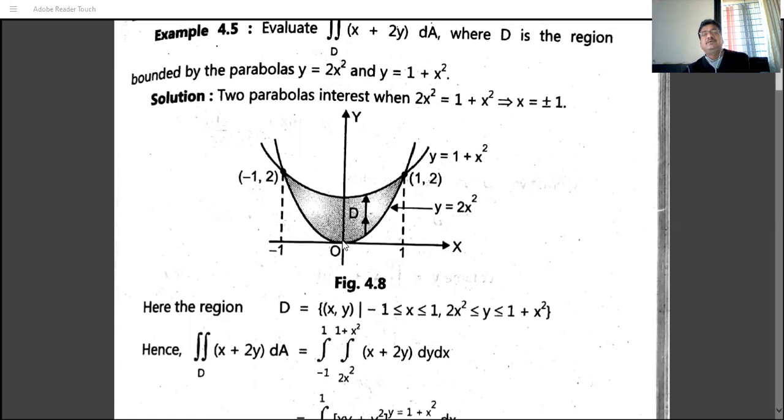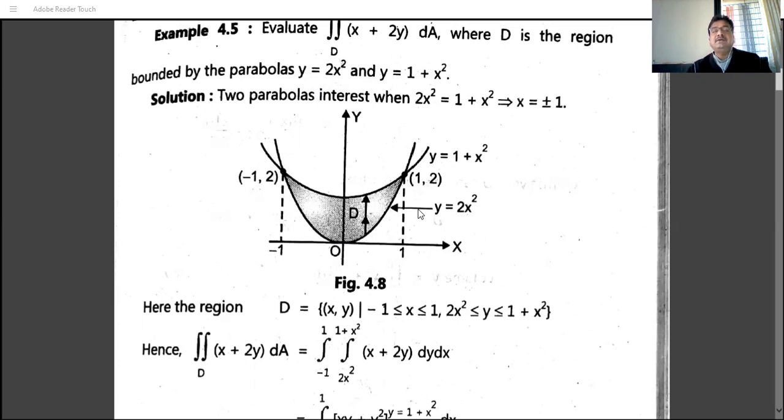0, 0. When the vertex of the parabola is 0, 0, the origin, here y is equal to 2x square, so its vertex is 0, 0. X square means around the y-axis. The parabola is around the y-axis, but the vertex is 0, 0 because there is no constant term.